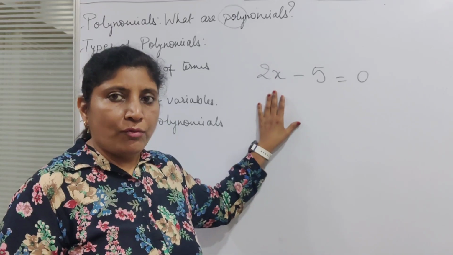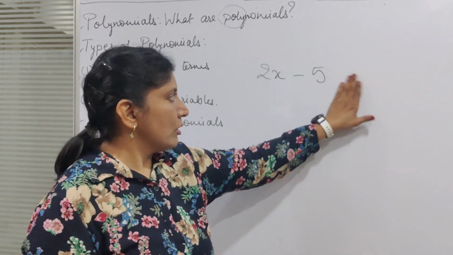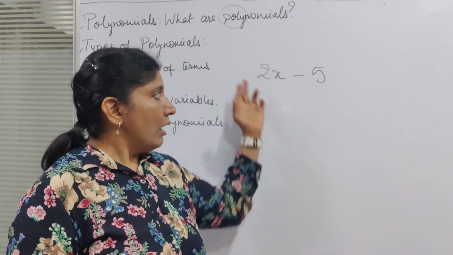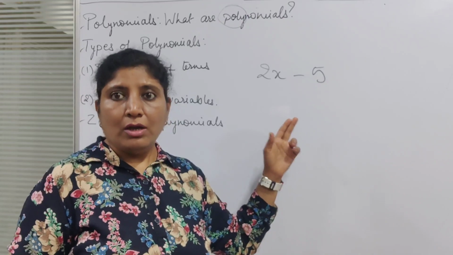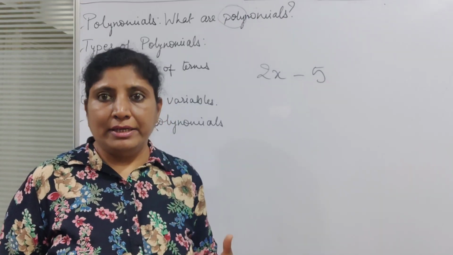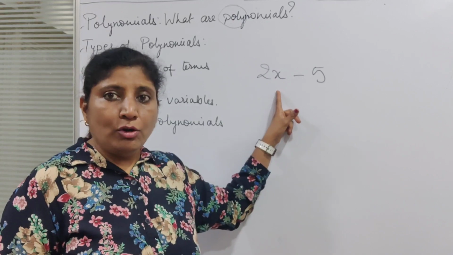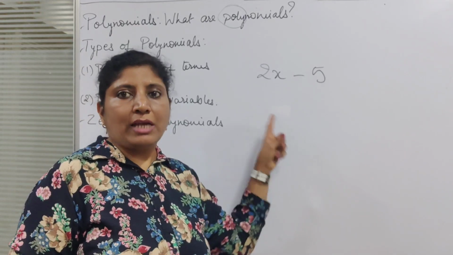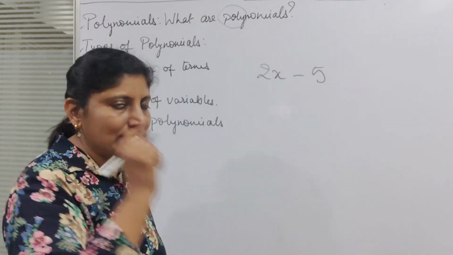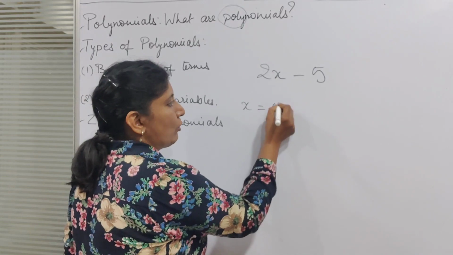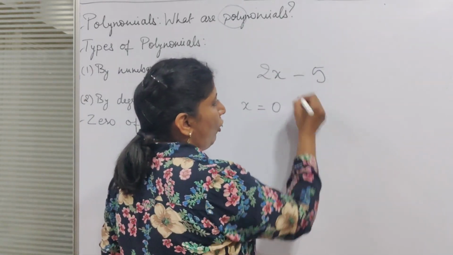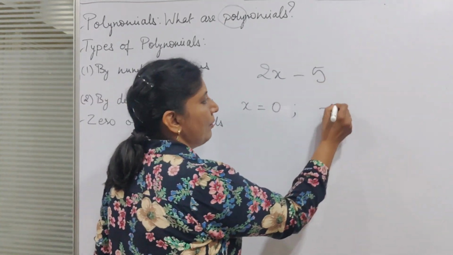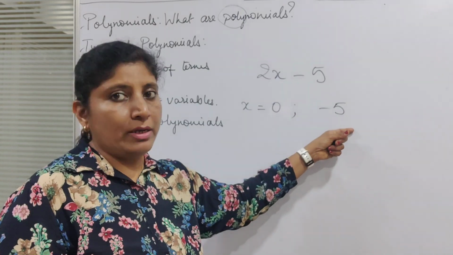Now if I want to find the value of x, let's start from the expression. What is the value of x which you put here such that the answer would be 0? So I have to find the value of x such that if you put it here, then this turns out to be 0. Let's see, if I put x equals 0, then what will happen? This becomes 0 and you are left with -5. See, you are getting -5, it's not 0.